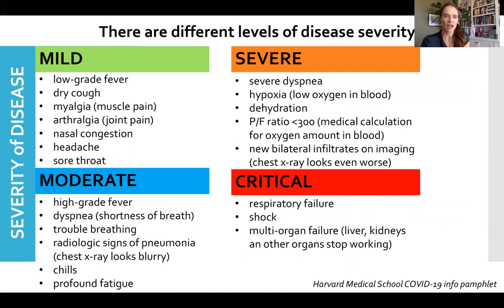So are there different levels of severity? Yes, there are, absolutely. And here are the 4 levels of classified severity, going mild, moderate, severe, and critical. You can see with mild, it would be like a low fever, a dry cough, some muscle pain, some joint pain, maybe stuffy nose, headache, or sore throat. All the way to critical: respiratory failure, shock, and multi-organ failure. So much more serious. And then you have moderate to severe. You would have more and more escalating or severe symptoms as you go.